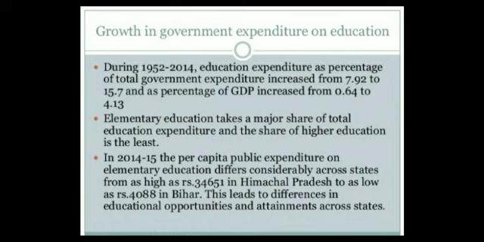In 2014-15, the per capita expenditure on elementary education differed considerably across states, from as high as rupees 34651 in Himachal Pradesh to as low as rupees 4088 in Bihar. This leads to differences in educational opportunities and attainment across states.